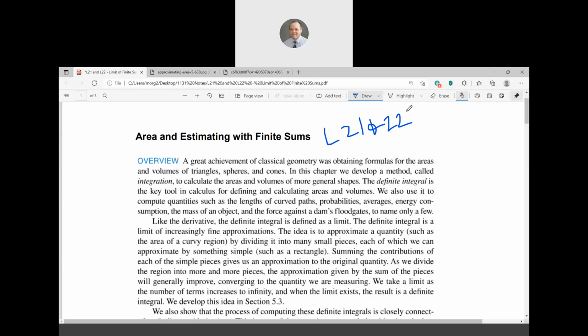Now, you can definitely use integrals to easily find the area under a curve, but I want to start with another way that's honestly a little more detailed, and that is estimating area with what's called finite sums. This is lessons 21 and also 22.